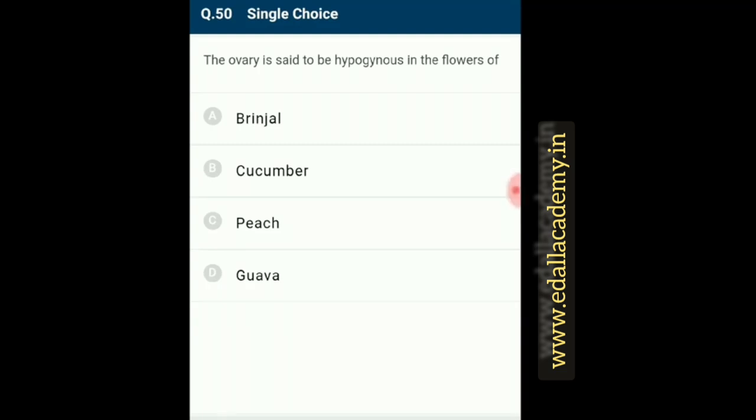If the ovary portion is above the thalamus, that is, superior to the other whorls, this arrangement is called hypogynous. For example, mustard and brinjal develop such flowers. When the gynoecium and other whorls are arranged at almost the same level, the flower is called perigynous and the ovary portion is considered half inferior or half superior. The peach plant has such a type of flower arrangement. So the answer is option A, brinjal.